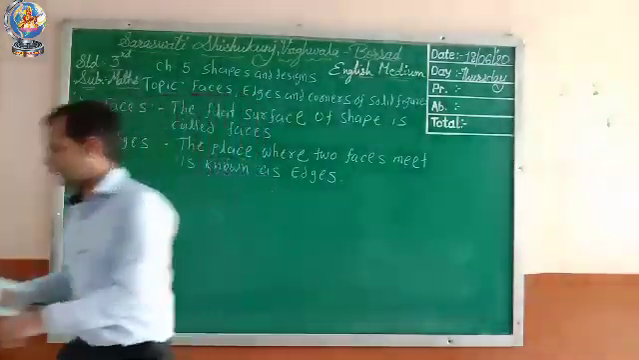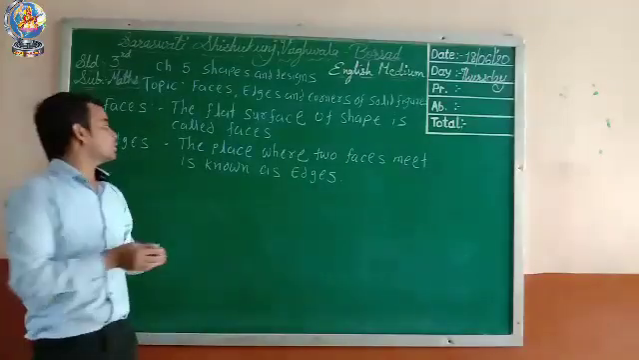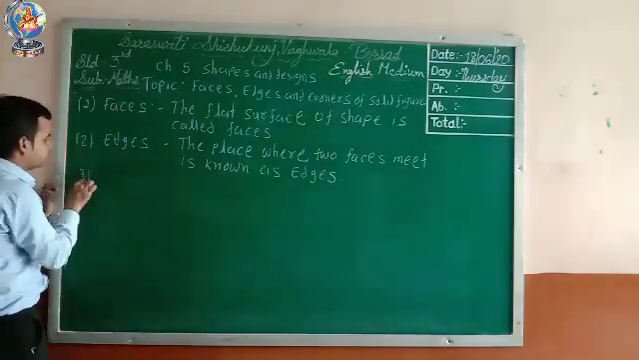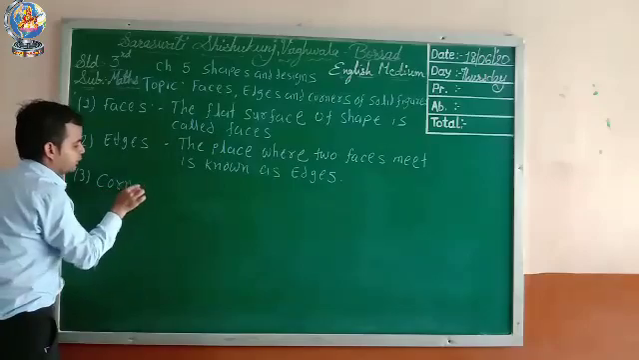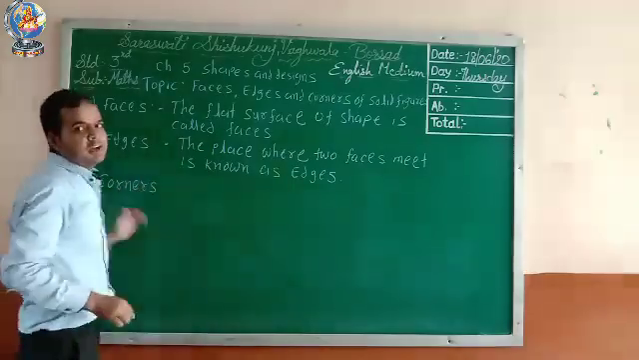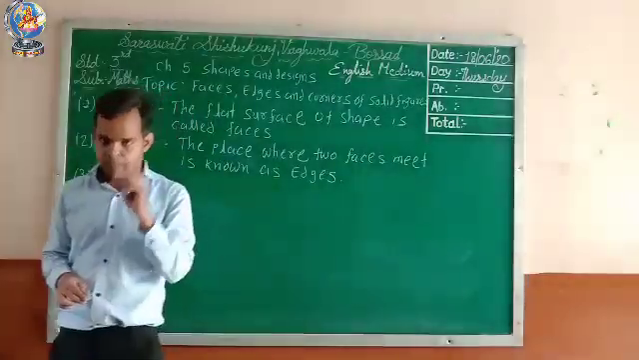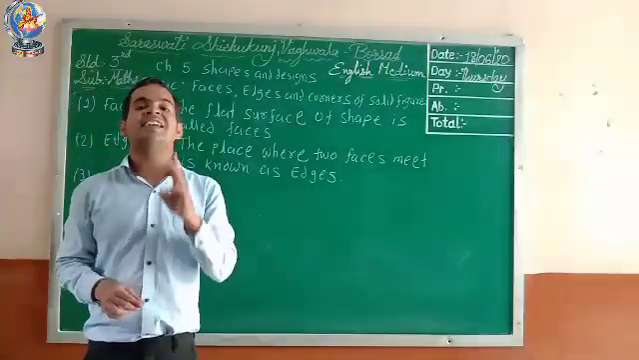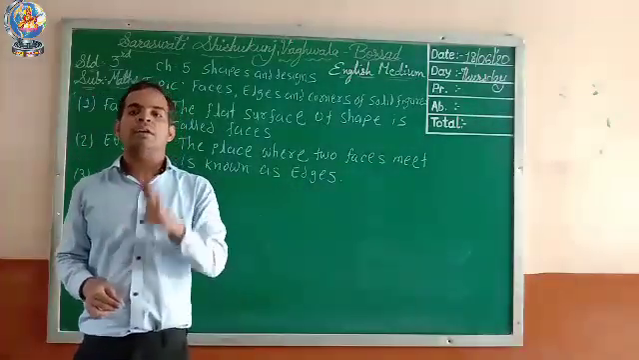Okay. Now let's see. The third item is corners. So what is the definition of a corner? The point where three edges meet is called a corner.